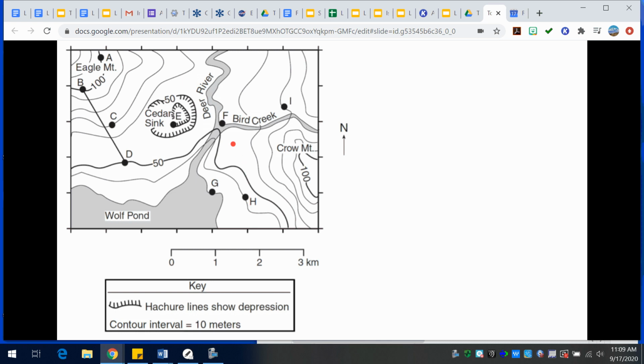And so like this spot right here, this is kind of a flatter spot. It's in between the 50 and the 60. I would call that 55. Okay? The top of this hill, I know that it's not 110 because there'd be another line there. So I would call that maybe like 108.